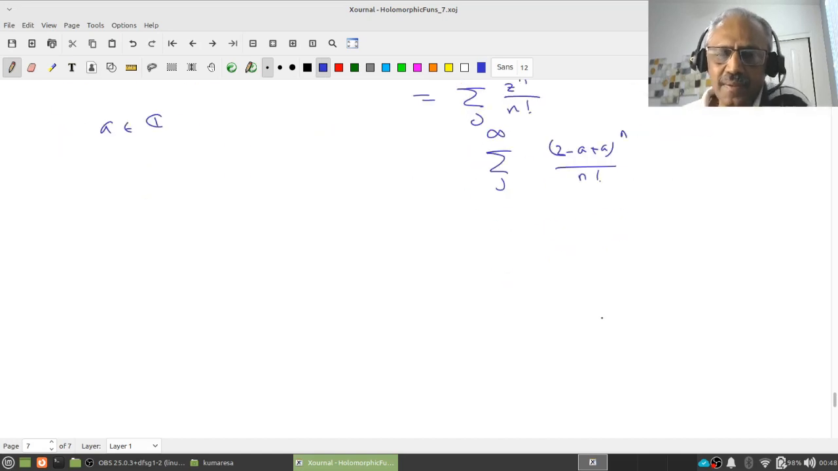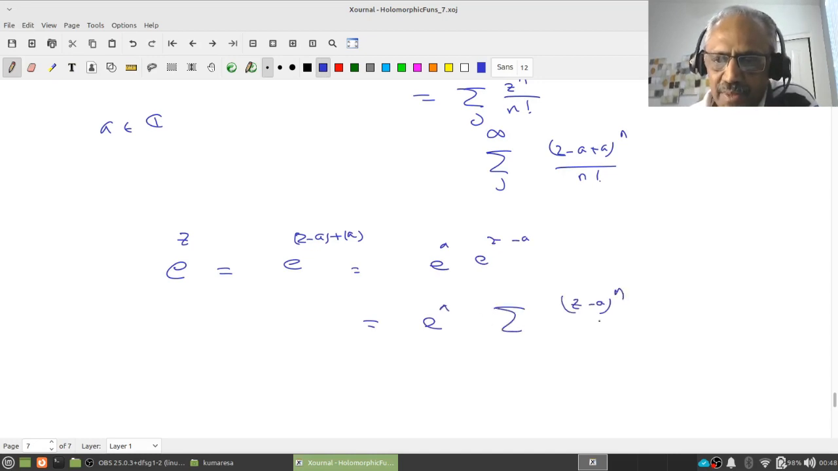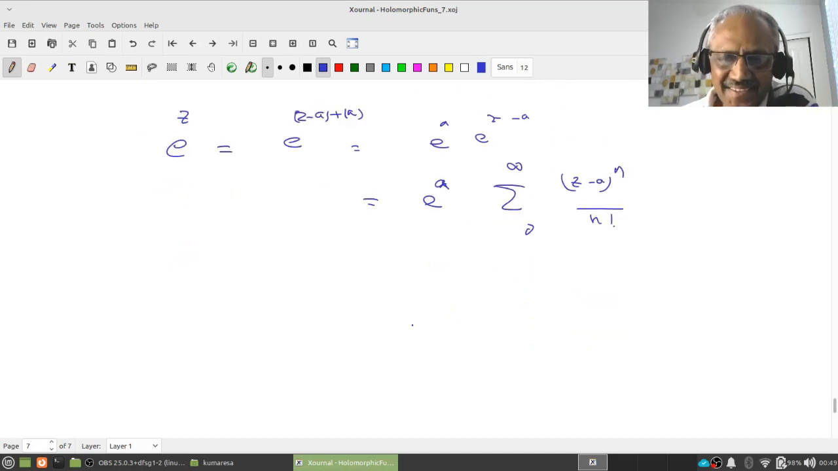But this one is okay, but there is a much smarter way. Let's look at e power z, or exponential of z, if you want, is e power z minus a plus a, right? This is e power a into e power z minus a, therefore it is e power a into the summation of z minus a to the power n by n factorial, n from 0 to infinity. Is it? This is much cheaper. Yeah, do you like this?